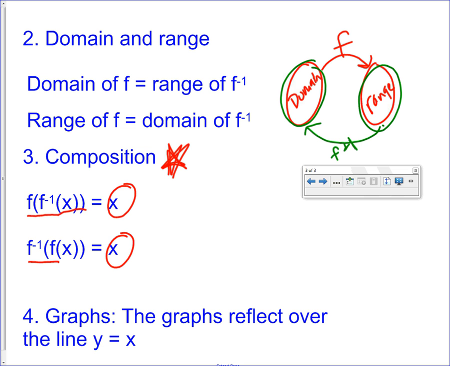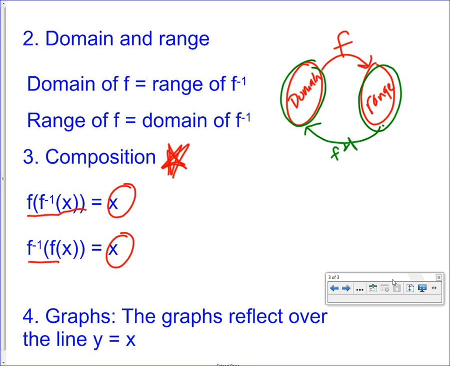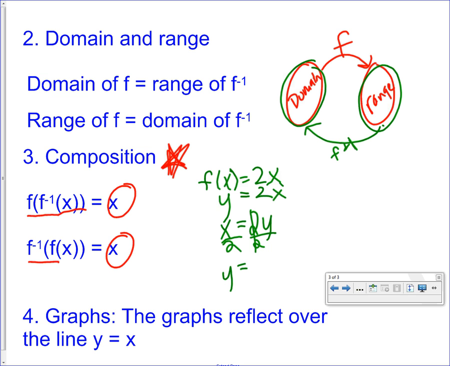So let's do a quick example here. Let's use that function we did on the last page. Let's call f of x equals 2x. So what is its inverse? This is practicing what we were doing last class. Change f of x to be y, then switch your x and y, and then solve for your y. So y equals x over 2, and y is just f inverse of x. So the inverse is x over 2.